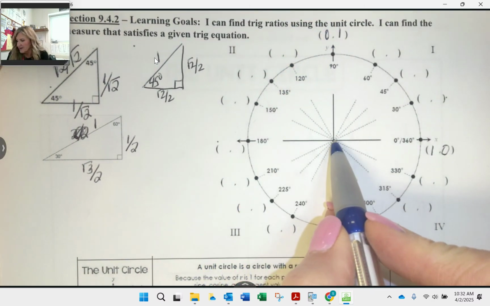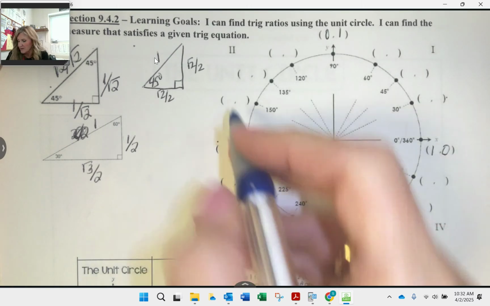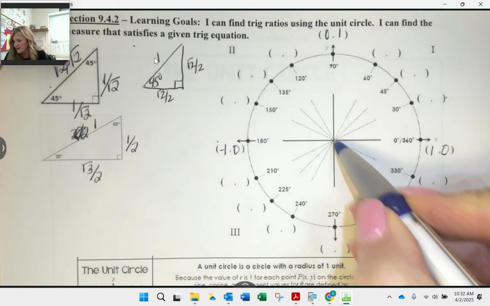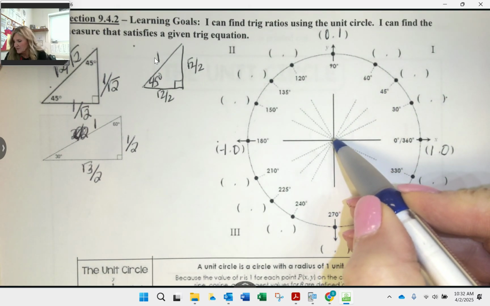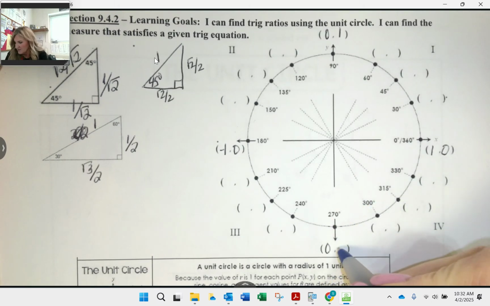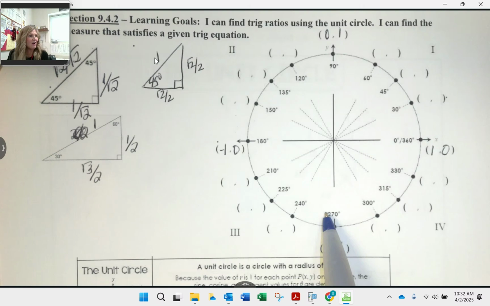What about over here? Here's the origin. We're moving to the left 1 unit, so we're going to be at (-1, 0). And over here, for this point, we're moving left and right 0, but we're going down how far? So 0, -1. So we already have these 4 points figured out.